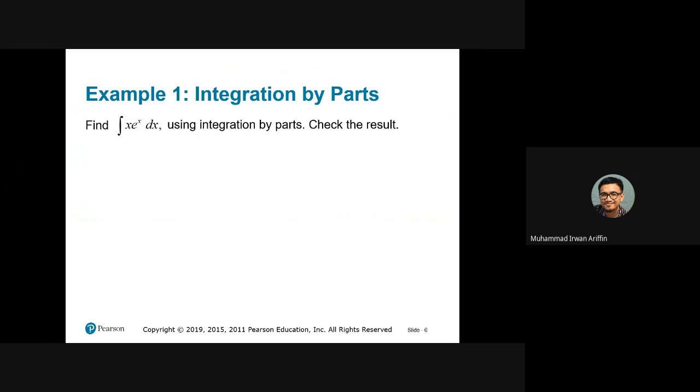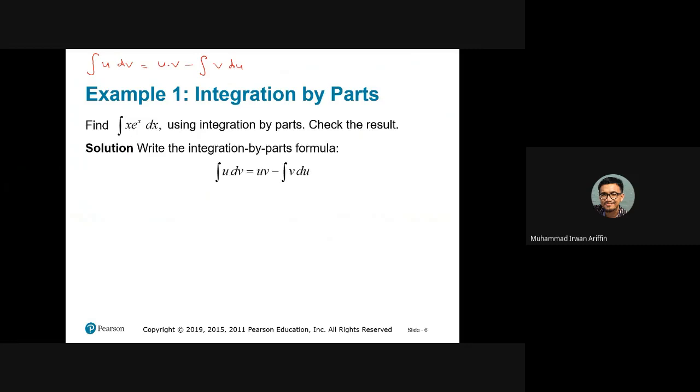So previously we know what the formula was: the integral of u dv equals u multiplied with v minus the integral of v du. Now we have to define some of these, so we're going to redefine them in this format. We want to change this into this.